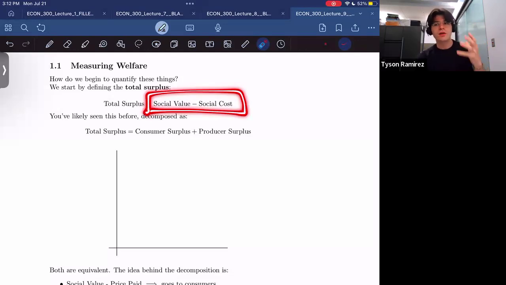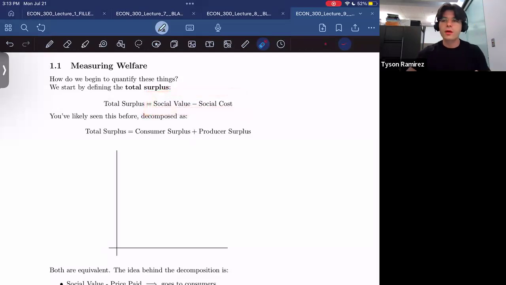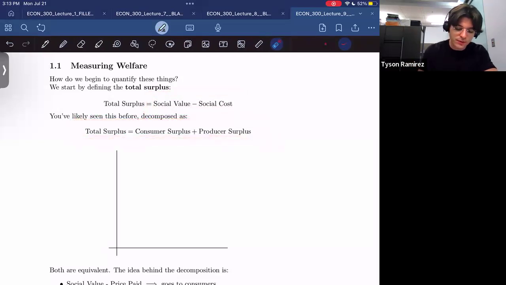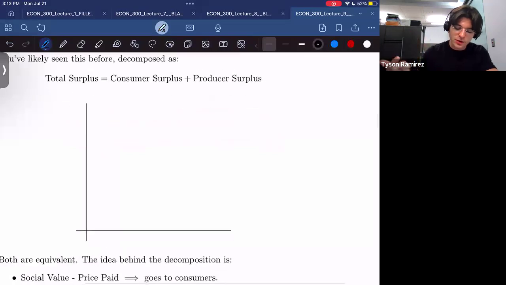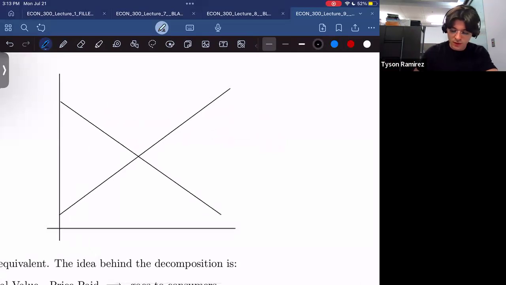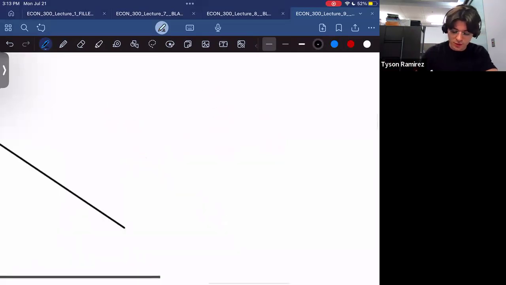But you can think of all of these things going into social value if there's a good, positive spillover, a positive externality, or contributing to social cost if there's a negative spillover and there's a negative externality. Now we've probably seen this before, the way you're familiar with it is what we just saw on the first page, that this is consumer surplus plus producer surplus. But the full thing is what we define as the total surplus.